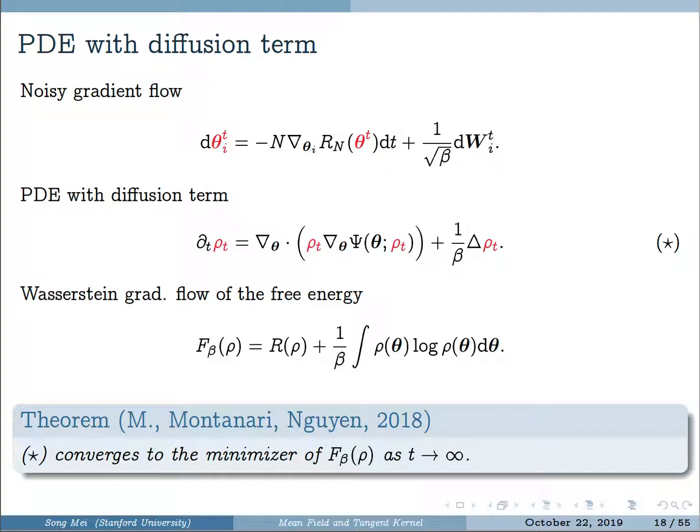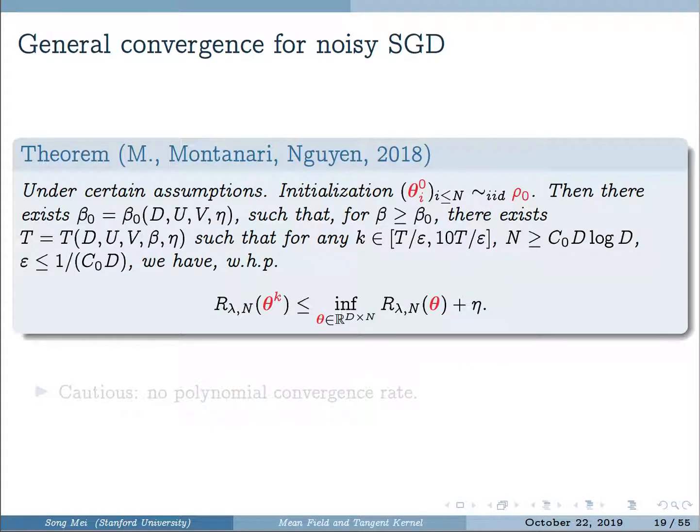It's strongly convex in the Euclidean sense, but one can show that this free energy has a unique fixed point, a unique stationary point. That means the gradient flow will converge to the minimizer of this free energy. So we have a theorem showing that if we solve this partial differential equation, as time goes to infinity, it will converge to the minimizer of the free energy. And using this partial differential equation as an interpolation, we can show that if we run the SGD algorithm with a large number of neurons and a sufficiently small step size, then the risk function will converge to an approximate global minimizer of the risk function.